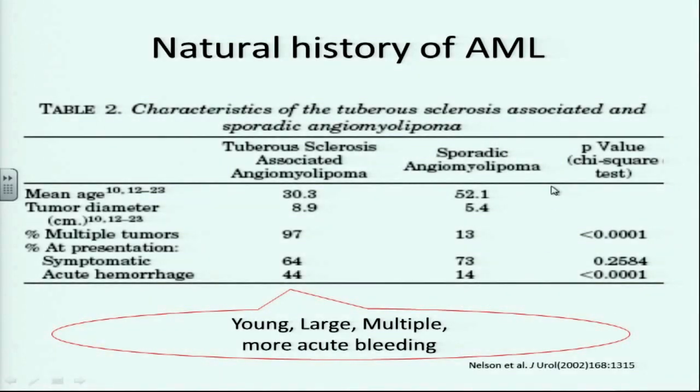So the first thing to say is that compared to sporadic AMLs, tuberous sclerosis-related AMLs present in a younger age group, are larger, are often multiple, and more commonly present with bleeding. So here's symptomatic acute hemorrhage at 44%. Tumour on average at 9 centimetres almost compared to 5, so almost double. And you've got the age range difference as well.